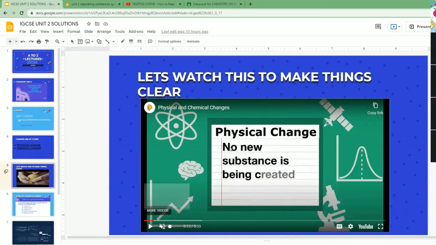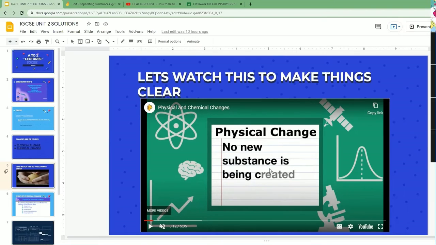Physical change: no new substance is created. Remember, in a physical change, nothing new is created. The things are the same. The only thing that will change is the state of matter.